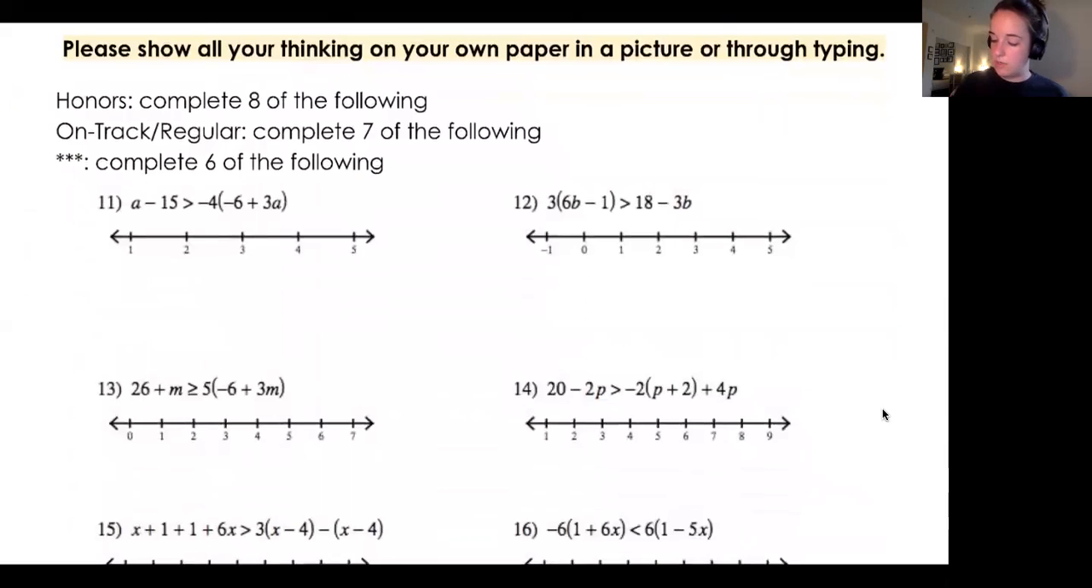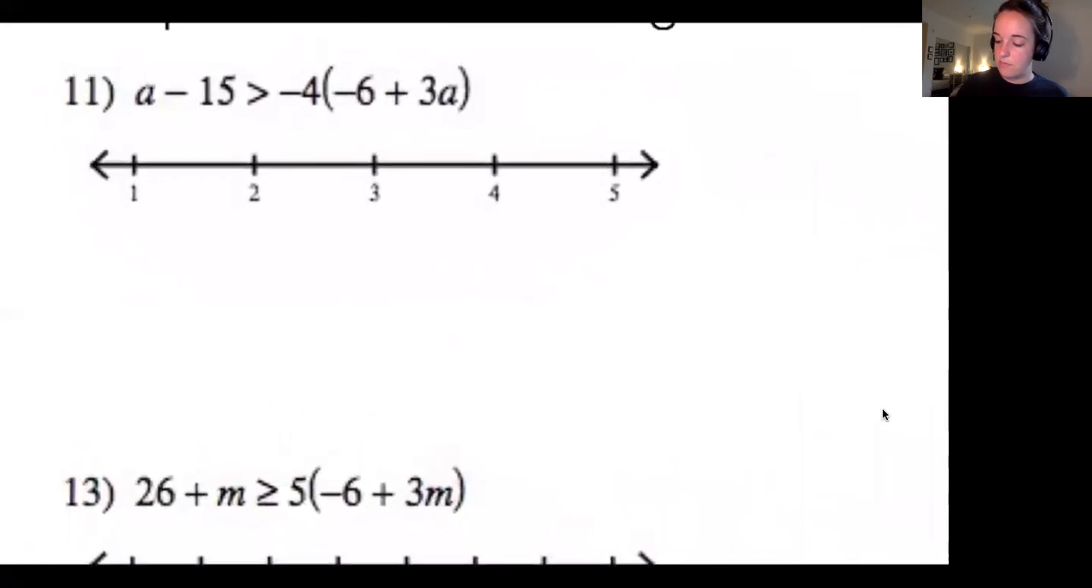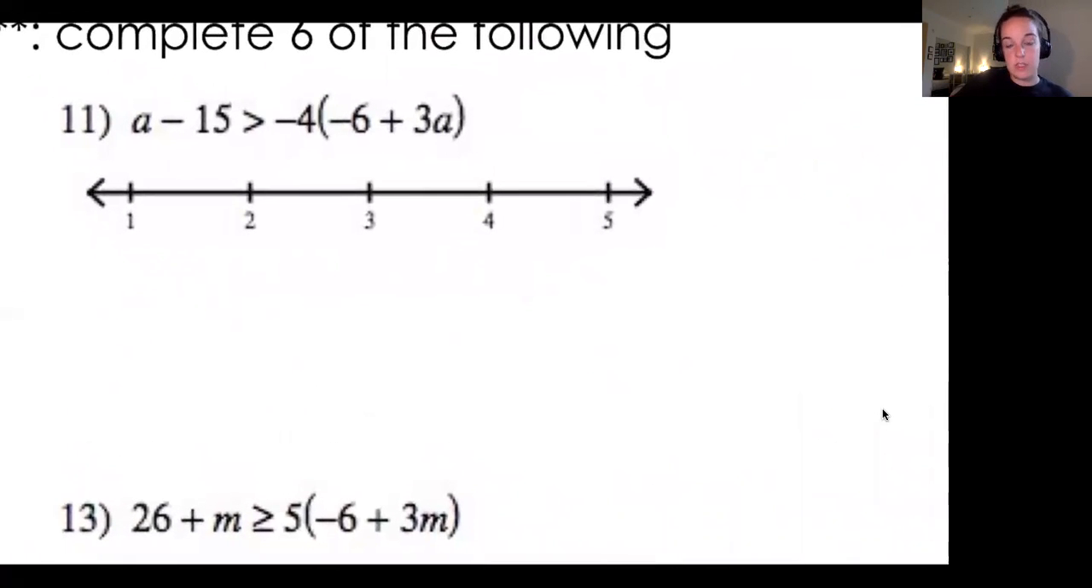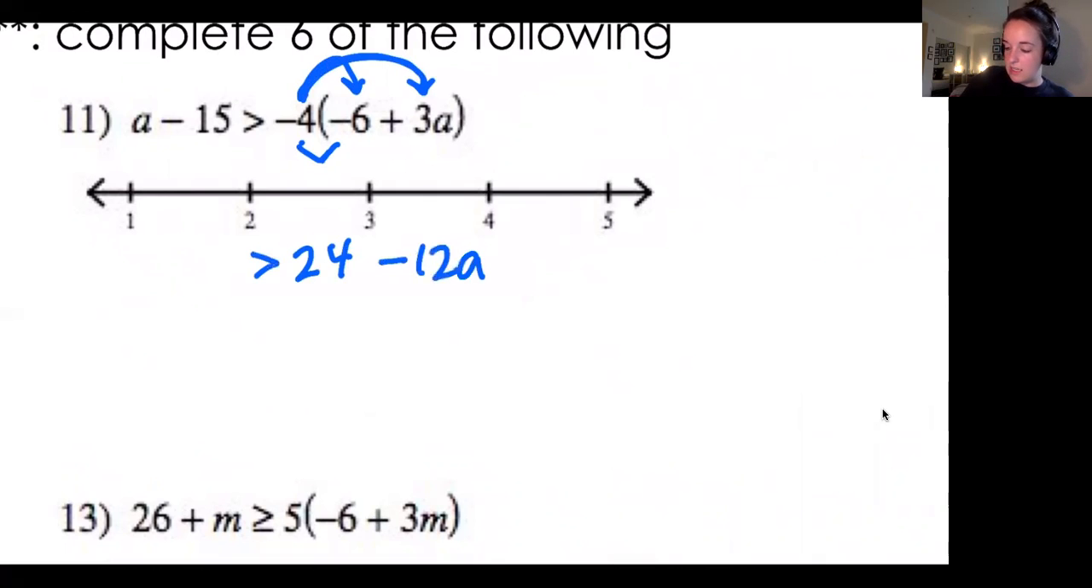So we can do number 11 together. I see this one, I'm going to distribute first. So I have my distribution. -4 times -6 will make 24. -4 times 3a will make -12a is less than a minus 15. So I'd read this: a minus 15 is greater than 24 minus 12a.